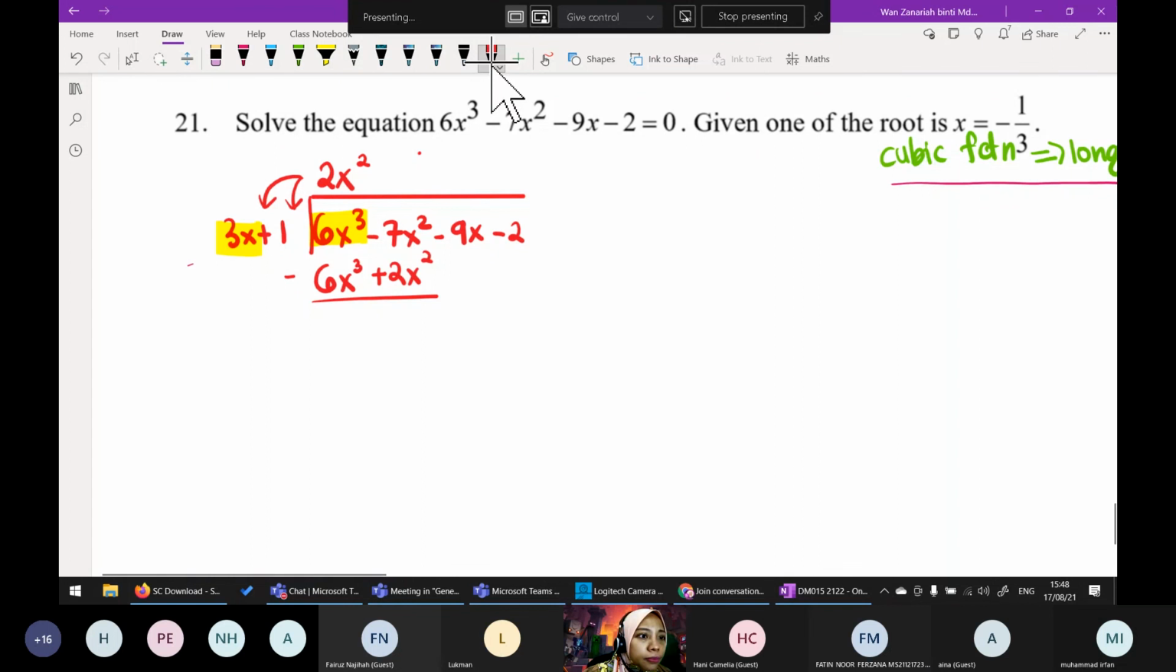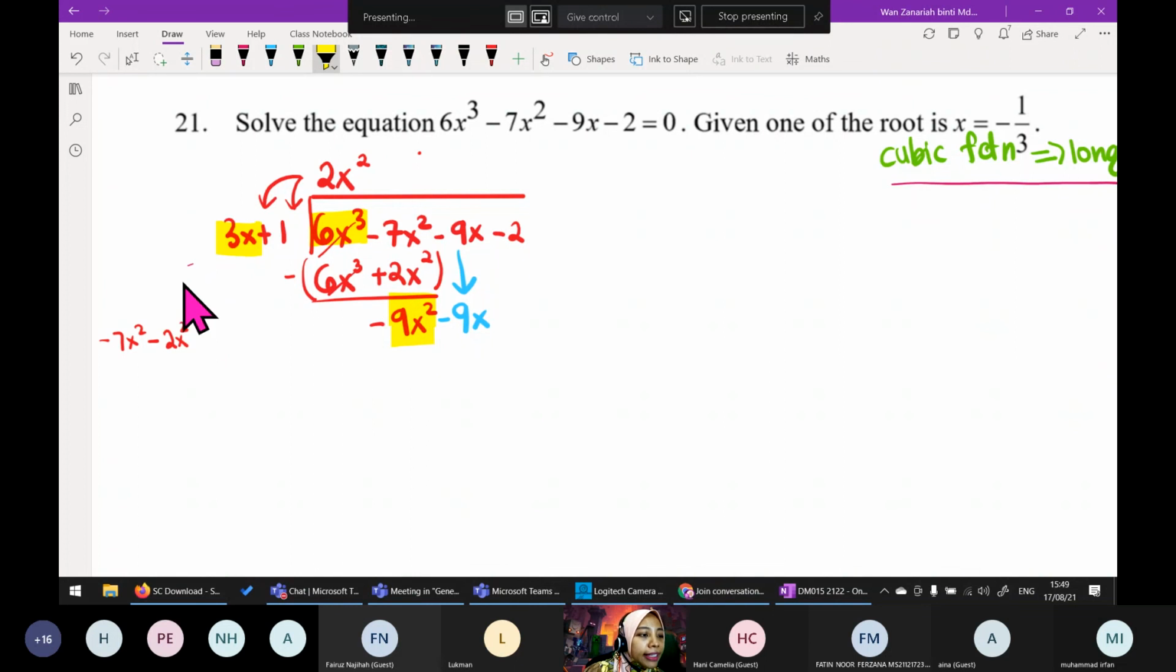Okay, we continue. Okay, this one and this cancel. Buat bracket sikit. Because apa? Negatif, positif adalah negatif. So you conteng dekat sini negative 7x square minus with 2x square. Jadi apa you all? Negative 9x squared. Yes, very good. And then I turunkan negative 9x. Okay, now the leading coefficient is 9x square.